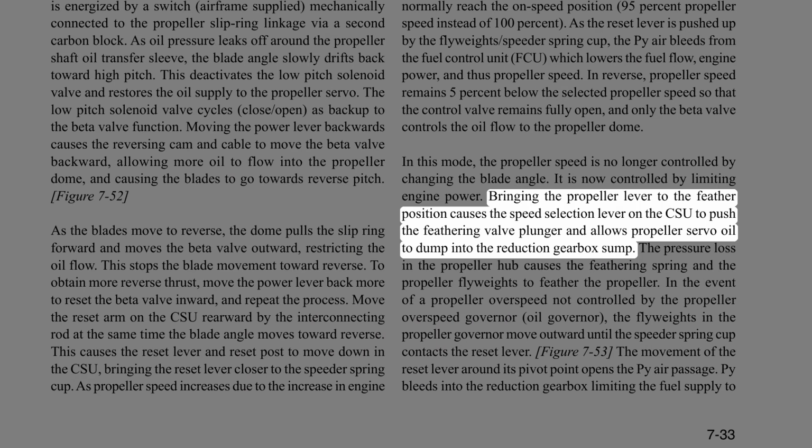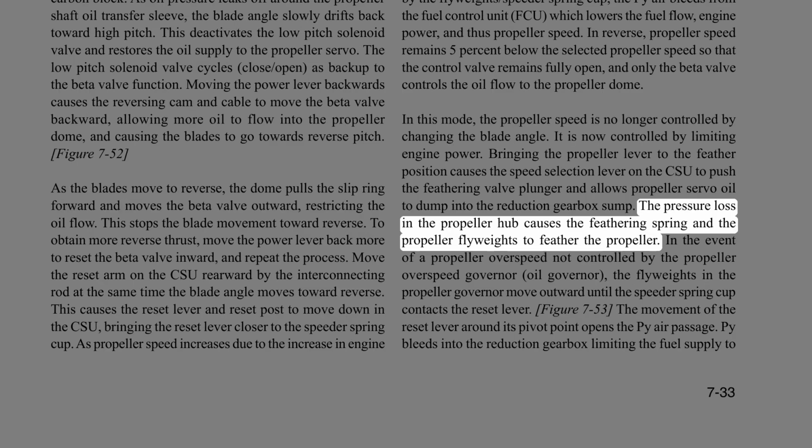Bringing the propeller lever to the feather position causes the speed selection lever on the CSU to push the feathering valve plunger and allows propeller servo oil to dump into the reduction gearbox sump. The pressure loss in the propeller hub causes the feathering spring and the propeller flyweights to feather the propeller.